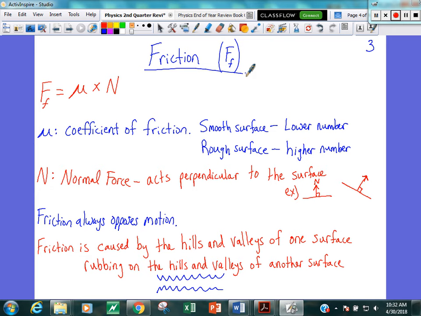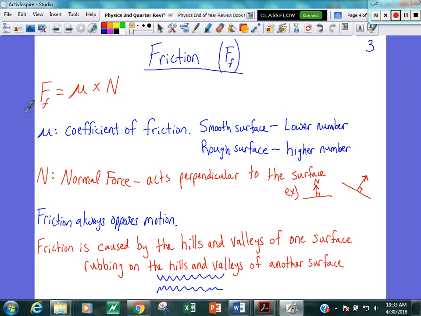So what I've done is included the formula for finding the force of friction first. To find the force of friction, you've got to know mu. This is a Greek letter, mu. And you multiply that by the normal force. So mu times normal force will tell us the force of friction.